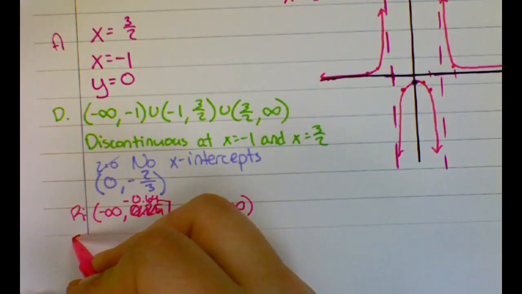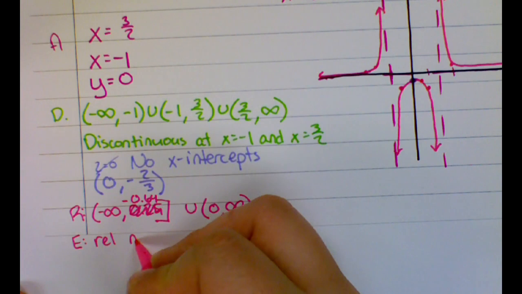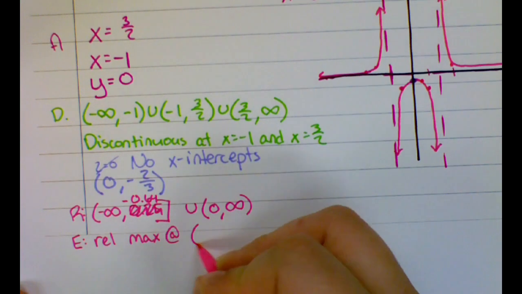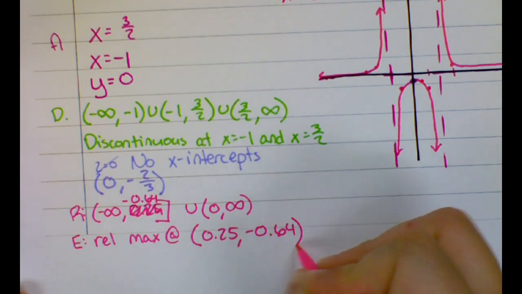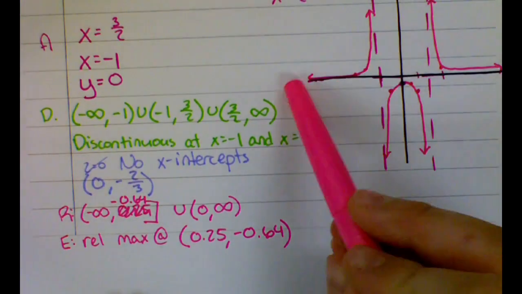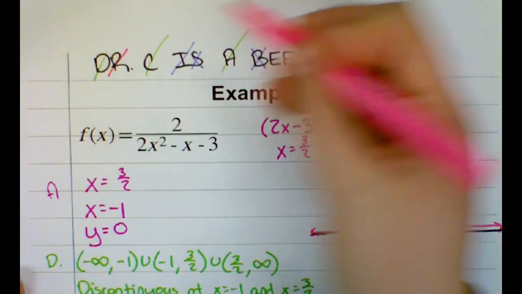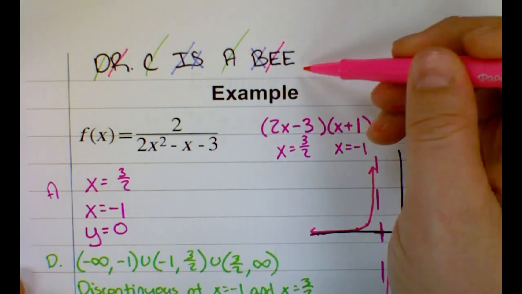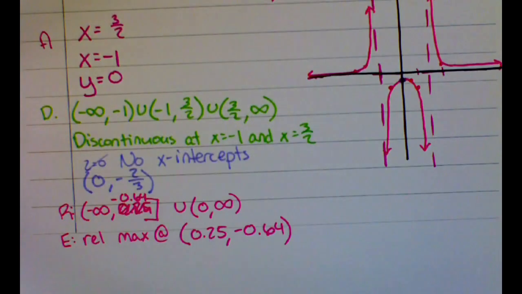Also, our extrema. We only have that relative max at 0.25, negative 0.64. These other ones don't count as mins because they get closer and closer and closer. All right, so we have done our range, extrema. We need end behavior and behavior at asymptotes still. So, end behavior.